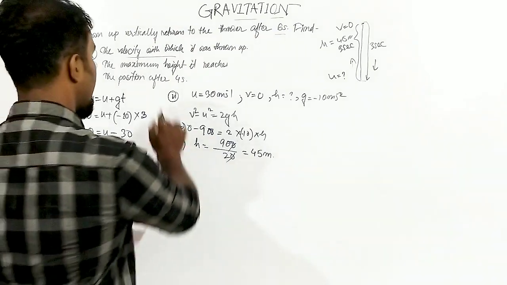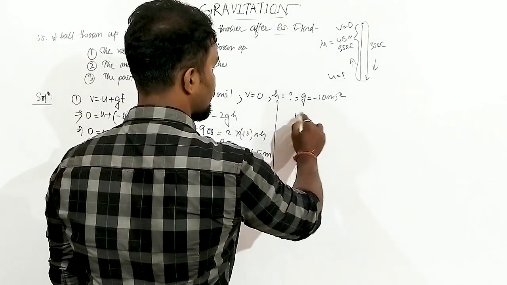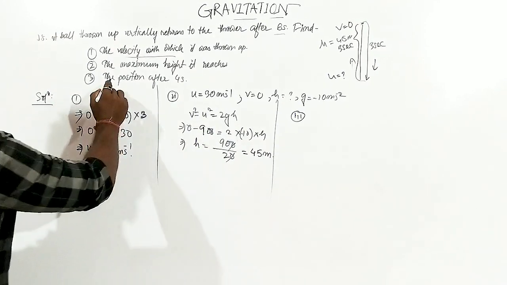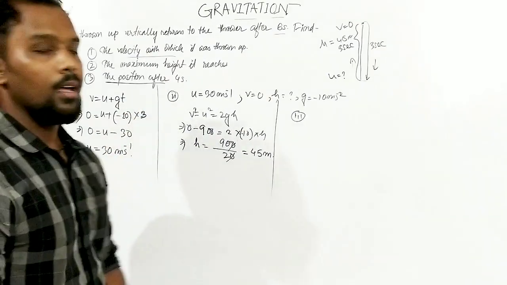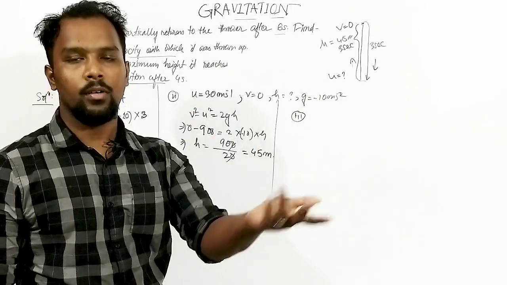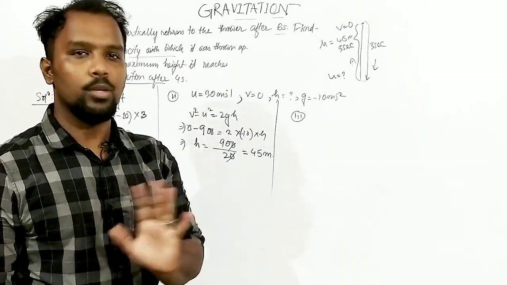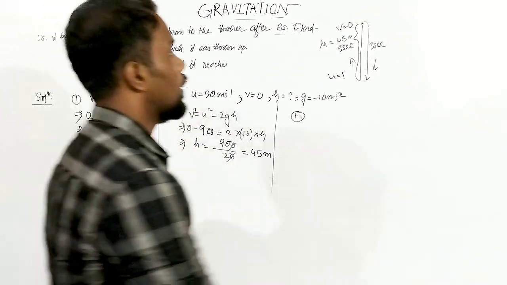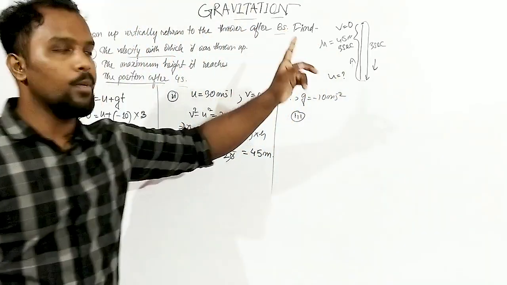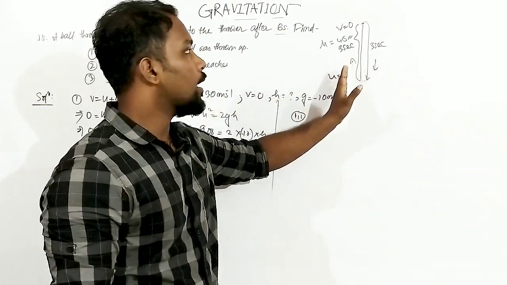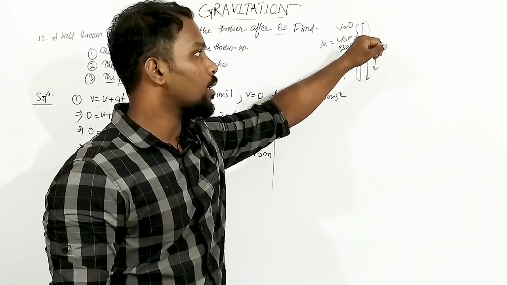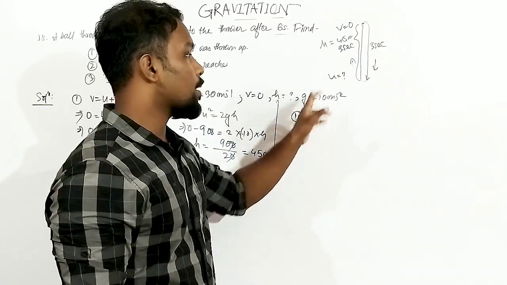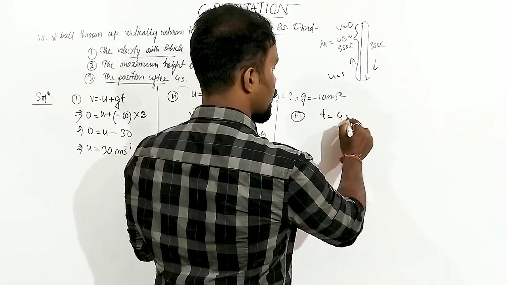Now what is given in the third? We have to observe a little bit. What does it say? The position after 4 seconds. After moving 4 seconds, what will be the position? That means we have to calculate the position, but the fact is the time is 4 seconds. Here the time was given as 6 seconds, so what we did was divide it: it will move upward for 3 seconds, and after that it will move downward for 3 seconds. But here the time is given as 4 seconds.